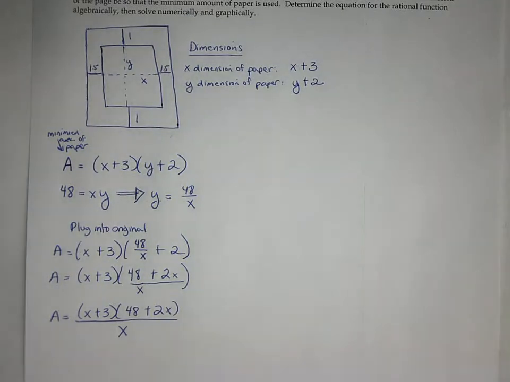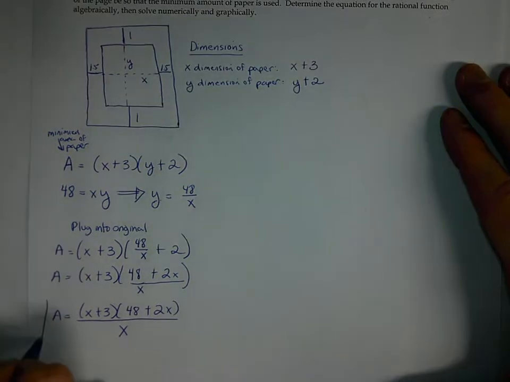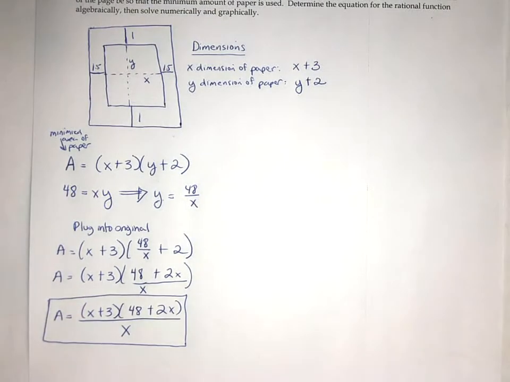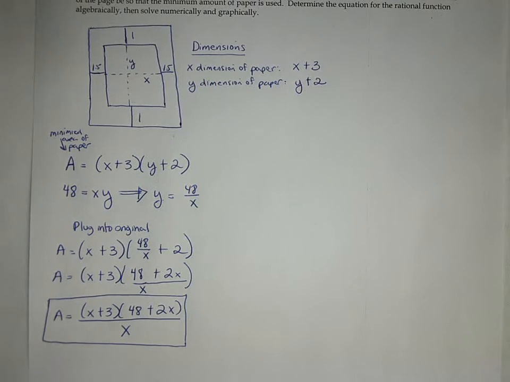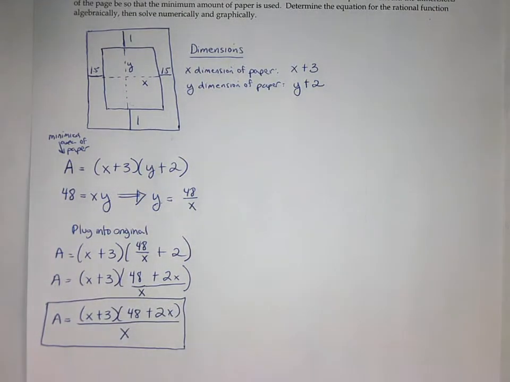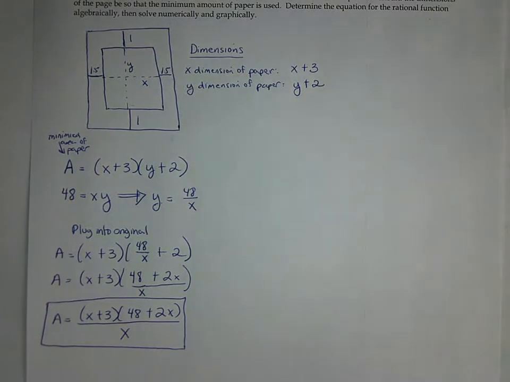So there's the first part, determine the equation for the rational function algebraically. So there's the area that is going to be minimized for this area of paper. So that's the function that we're going to use. The next thing we need to do is we need to figure out the minimum. So we found out algebraically what the rational function is going to be, and now we're going to solve numerically and graphically what that minimum is going to be. So we're going to pull out our calculator for this.